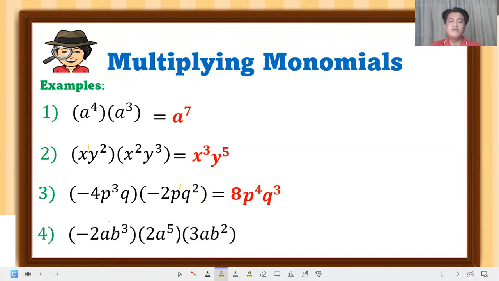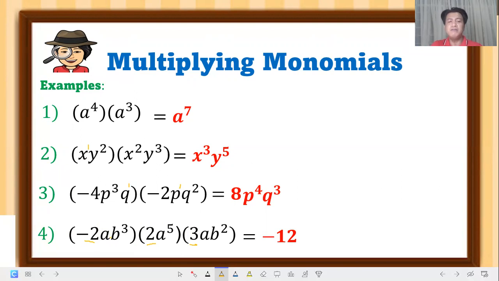And what about this number 4? We have negative 2ab cube multiplied to 2a to the 5th power multiplied to 3ab squared. Okay, kapag meron po tayong tatlong monomials, tapos meron silang numerical coefficient, you have to multiply first. What is negative 2 times 2 times 3? And their product is negative 12. Remember, may negative po na isa dyan.